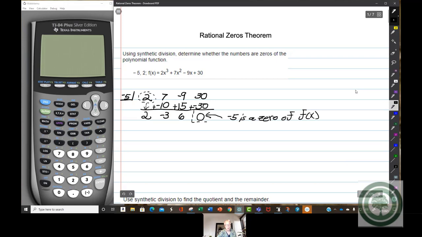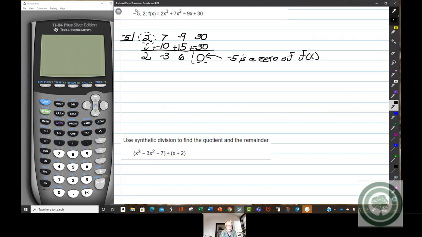Let's get fast on number 2. 2, right there. That's our other test number. So 2 in the backwards L, then 2, 7, -9, and 30, and draw a line. Skip a line there because you end up writing numbers there. Bring the first number directly down. 2 × 2 = 4. 7 + 4 = 11. 11 × 2 = 22.